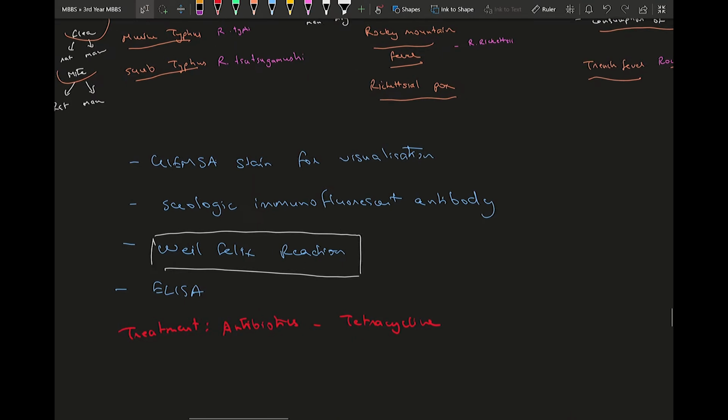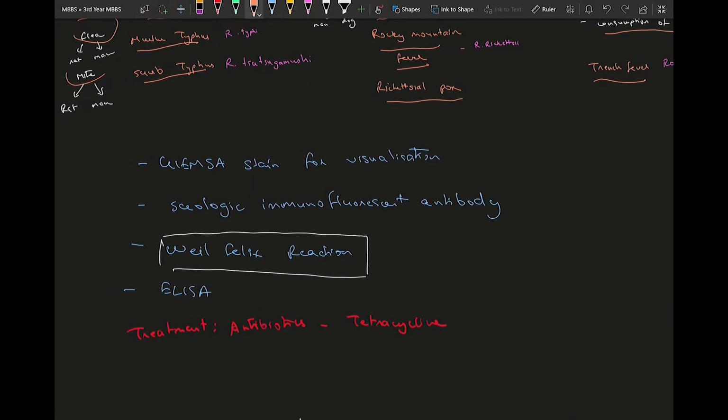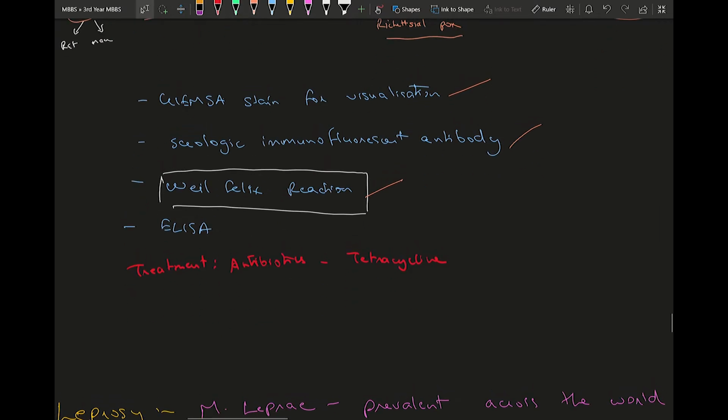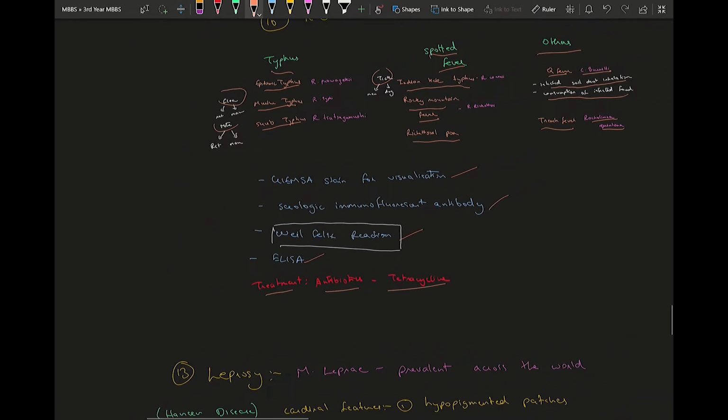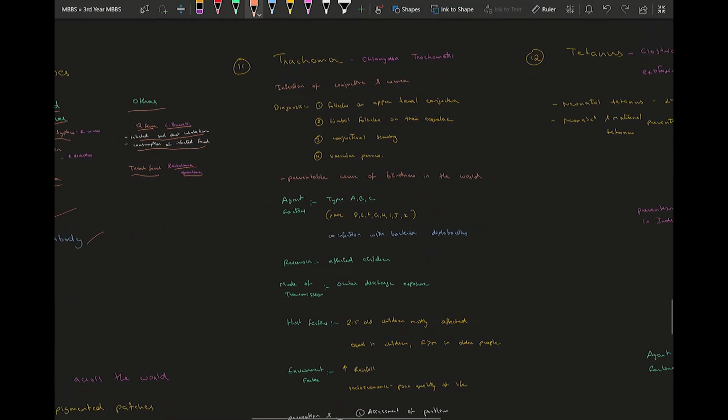Other important points for rickettsia: the characteristic stain used for visualization is Giemsa stain. Then you can do immunofluorescent antibody studies, and the Weil-Felix reaction helps us distinguish the type of rickettsia present. Then you can do ELISA to detect rickettsia, and finally the treatment is via antibiotics, where the drug of choice is tetracycline.